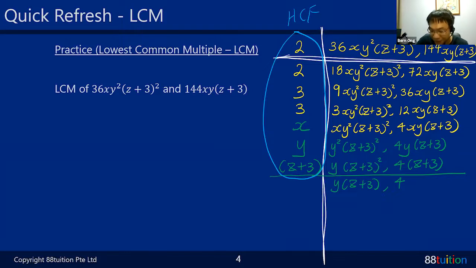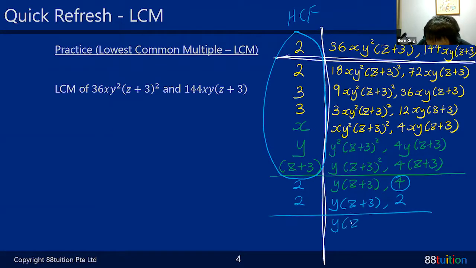Continue, push on. So there's a 4 here, right? Divide by 2 again. So I have y, (z + 3), 2. Then divide by 2 again because I want to clear all the numbers first. y, (z + 3), 1. Divide by y, you have z + 3. I'm reaching. Divide by z + 3. Woohoo! I reach 1, 1.